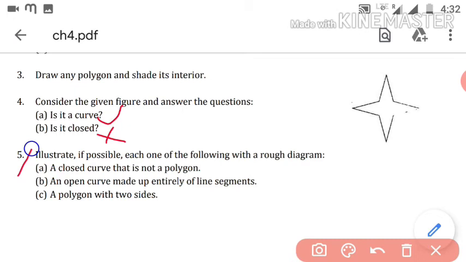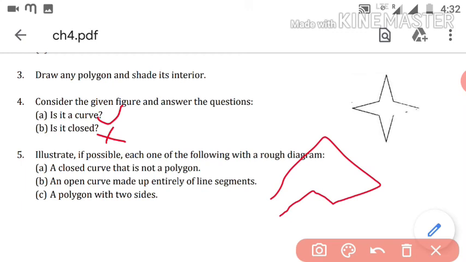Now question number 5. Illustrate, if possible, each one of the following with a rough diagram. A, a closed curve that is not a polygon. You can draw any closed curve which is not a polygon. Polygon means you will use straight lines, so here you will not. B, an open curve made up entirely of line segments. Open curve means it will be open but made up entirely of line segments. So you will use only line segments like this, but it should be open. You can draw any figure, that is up to you.